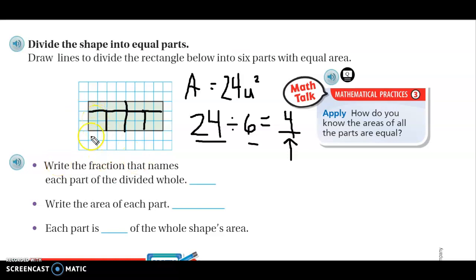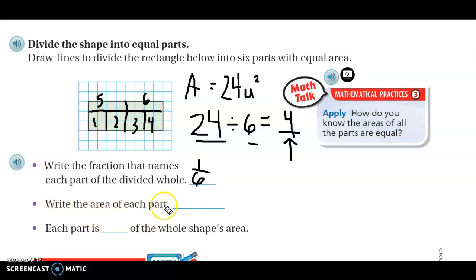Write the fraction that names each part of the divided whole. So I have 1 part, 2 parts, 3 parts. Once again, sorry for my writing. 4 parts. This part up here is 5. This part up here is 6. So I have 6 parts. What fraction names each part of the whole? They are each 1/6 of the whole.